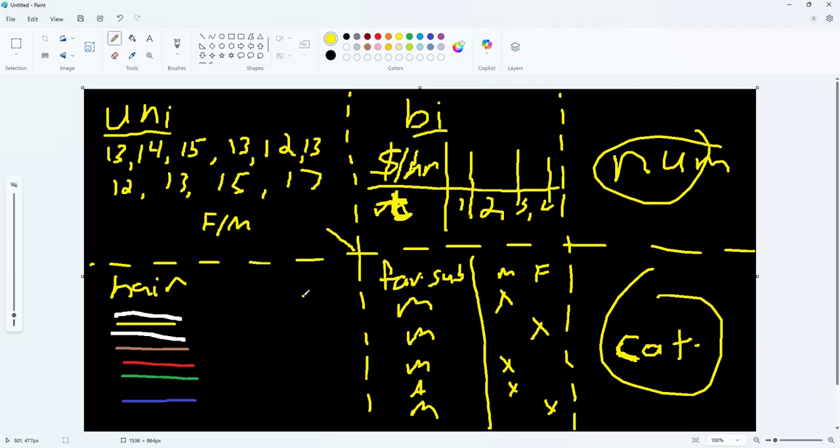We'll talk about relative frequency and stuff in the next one, I think. We already kind of talked about it, so I think that's good for now. We'll move on to looking at univariate data closer next time.